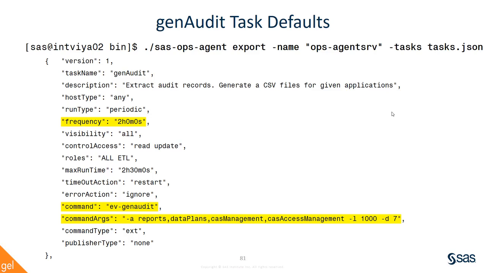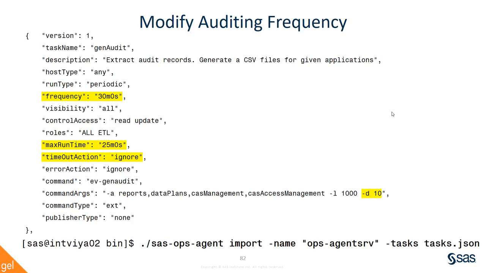And each one of those tasks, I think there were 12 or 13, will have a section of the file defining the frequency of the job, what happens if it encounters an error, what are the commands that need to be run as part of that task, and so on. So all we have to do is edit the JSON.